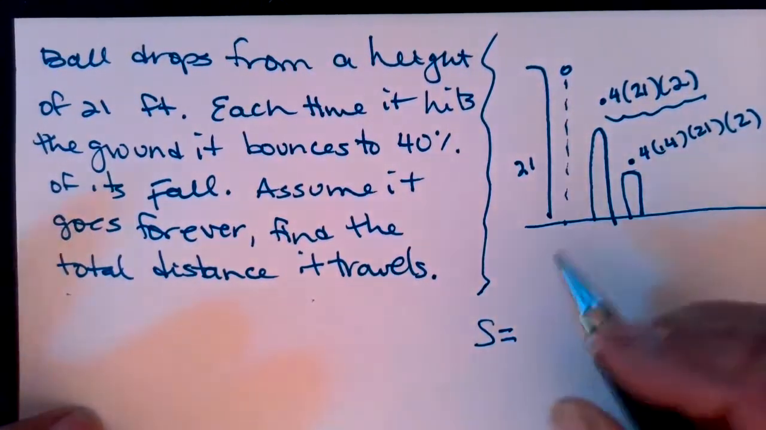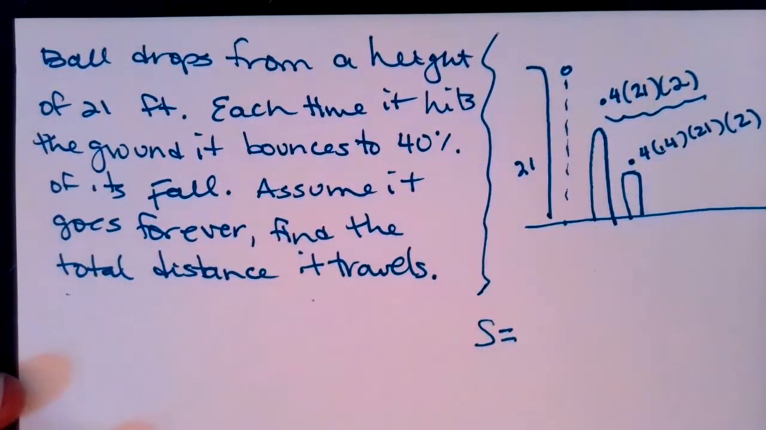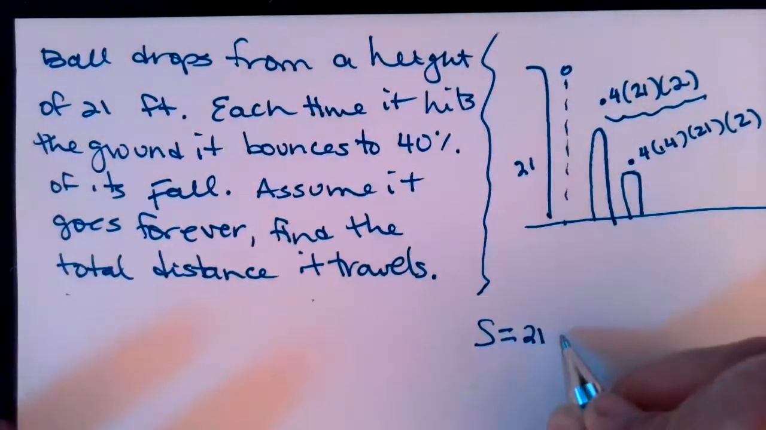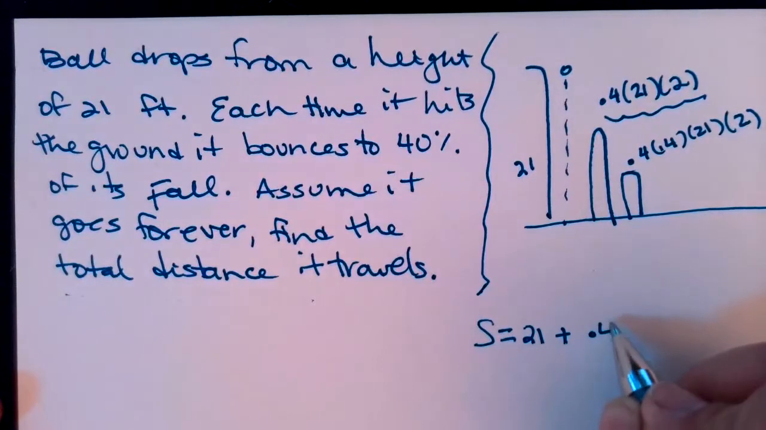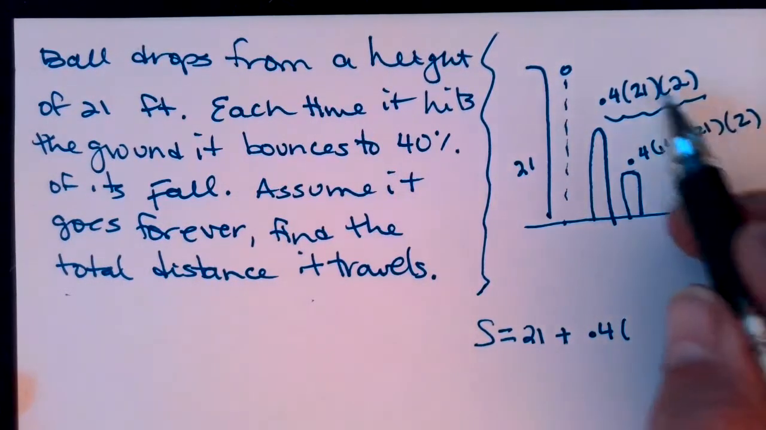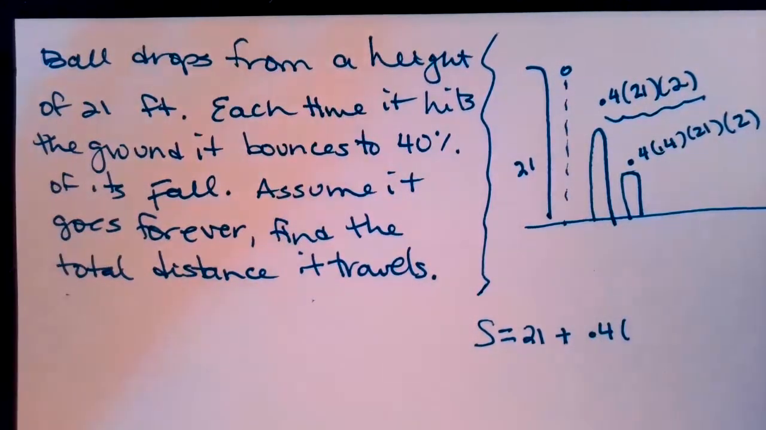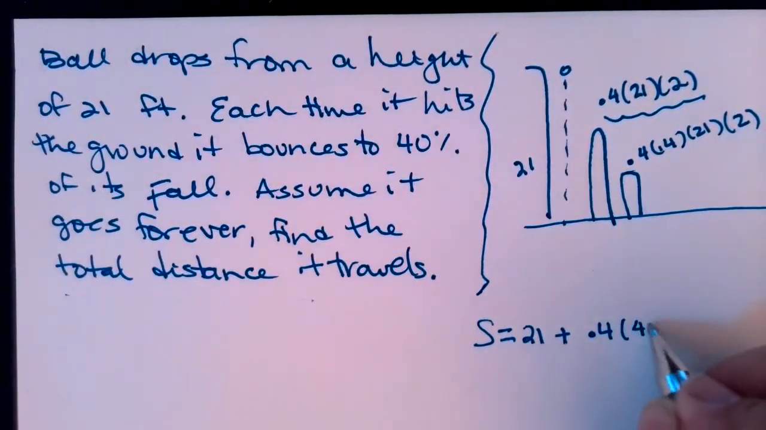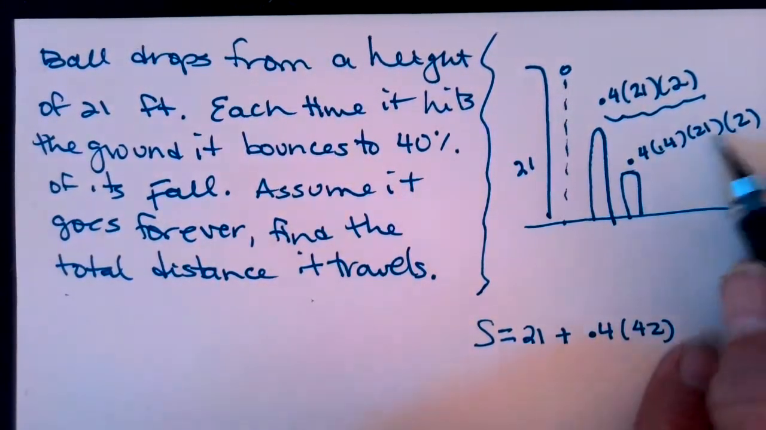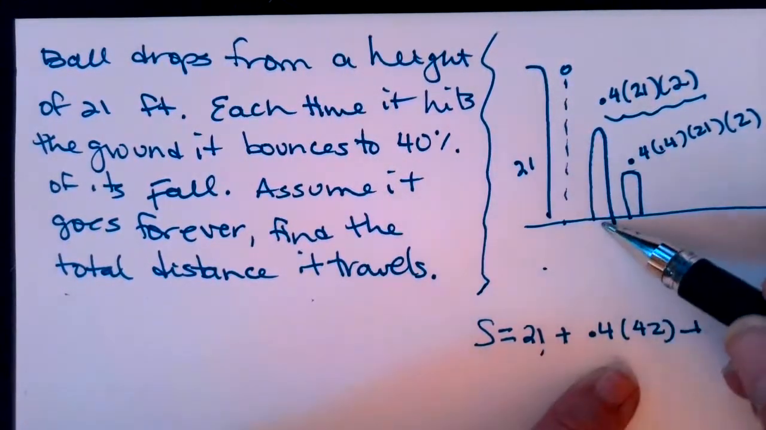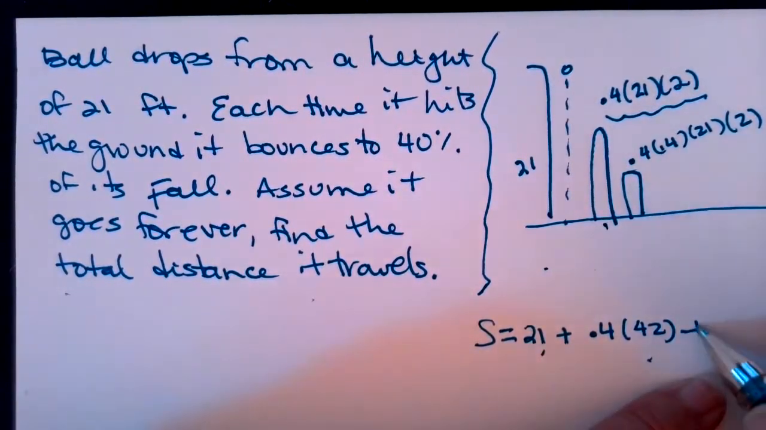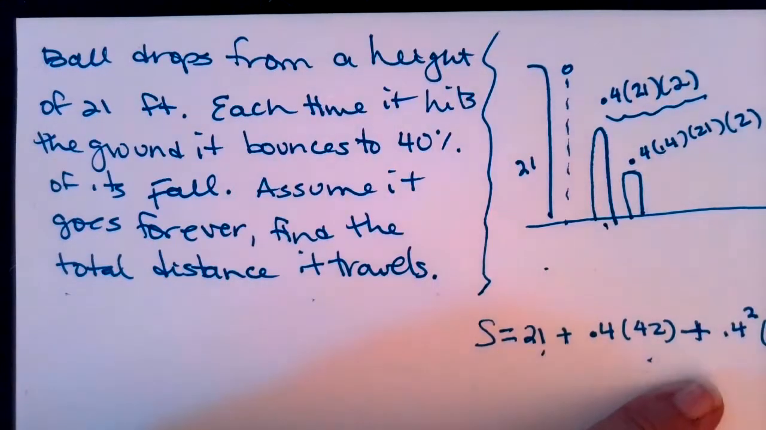Okay? So if we're going to make a series here, I'll start just by writing out the terms of how far it has traveled. So 21, I think that's going to be its own thing at the end here. So 21 plus, then I have 0.4 times 21 times 2 in each of them. I'm just going to do that and write a 42. So in this next one, there's our initial drop, here's our first bounce, comes our second bounce. So I'm going to have 0.4 times 0.4, or 0.4 squared, times 42.